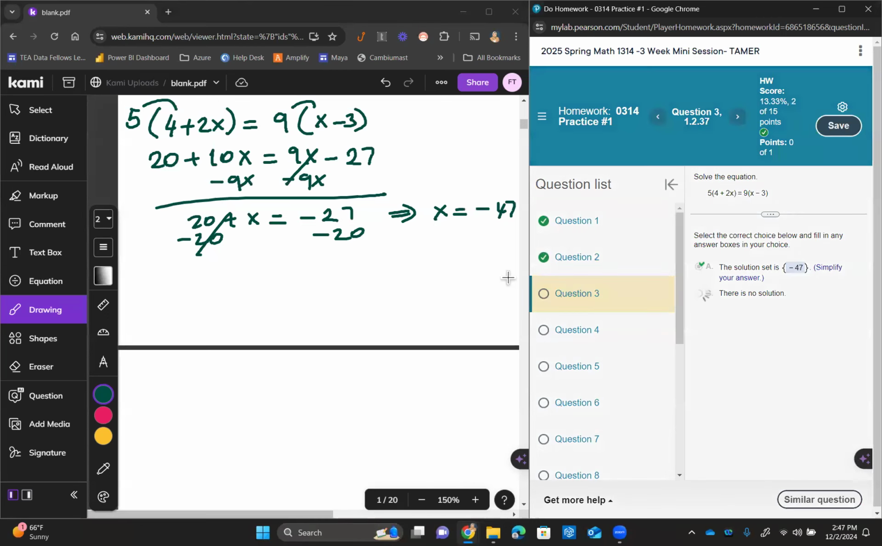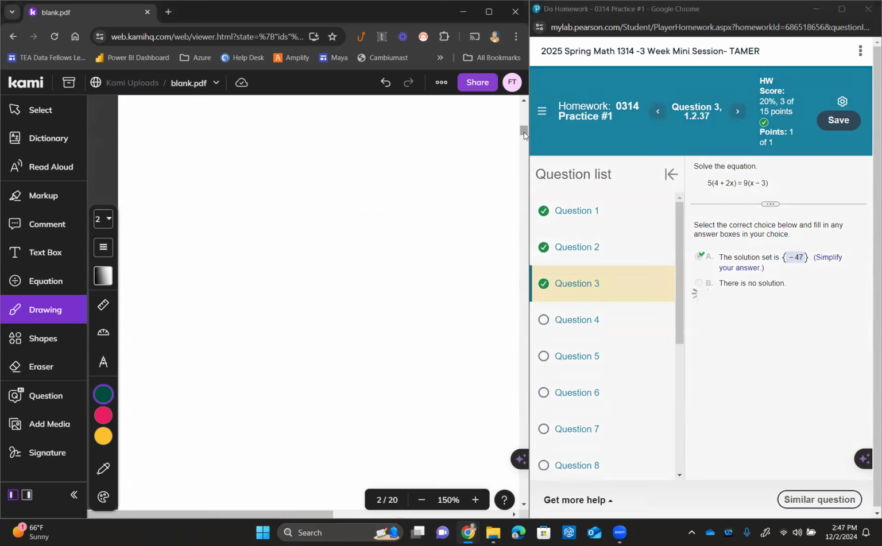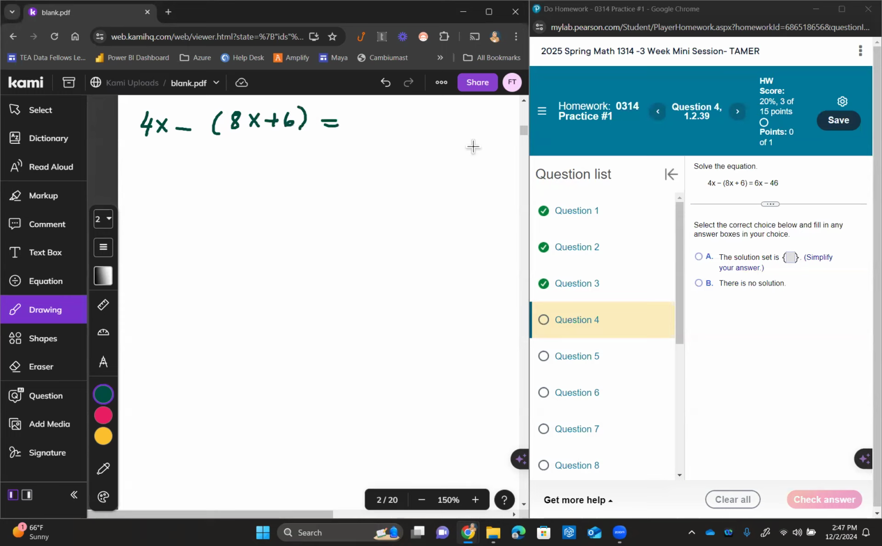For the next question, we need to solve 4x minus 8x plus 6 is equal to 6x minus 46. I need to combine everything on each side. So I have 4x. When I apply the negative to this parentheses, it will become negative 8x. And then this will become negative 6. So a negative sign changes everybody's sign if it is before a parentheses. Is equal to 6x minus 46.